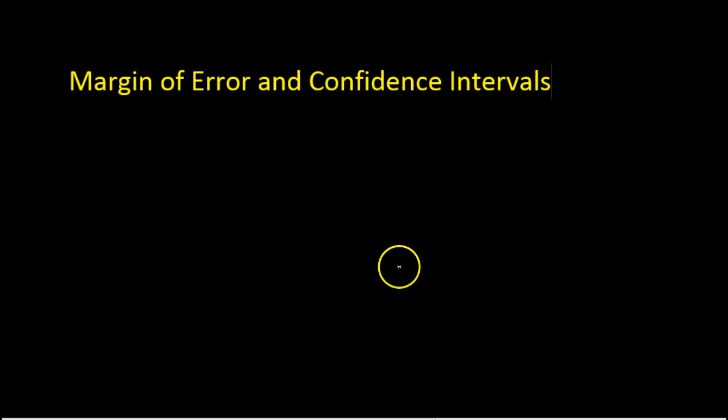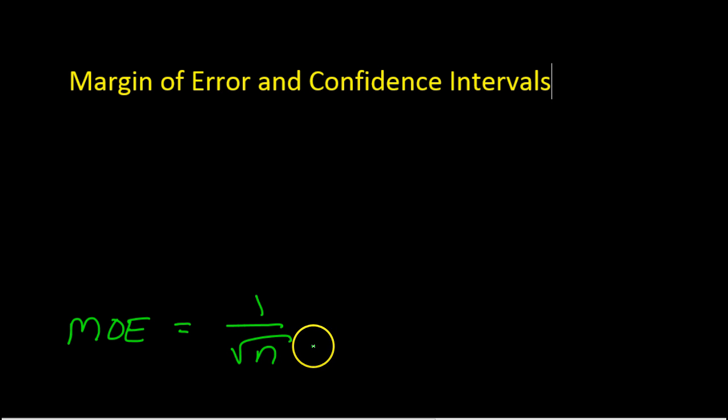In this video, we're going to talk about two closely related things: margin of error and confidence intervals. Earlier we learned about a simple formula for margin of error that said the margin of error is going to be 1 over the square root of the sample size. Now, this is somewhat useful, but it's limited.